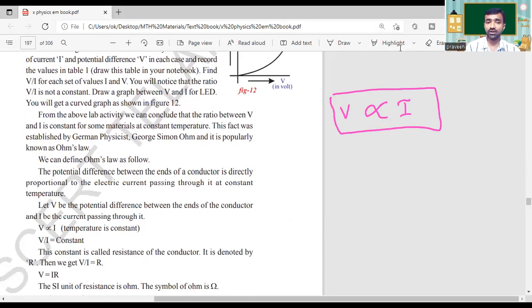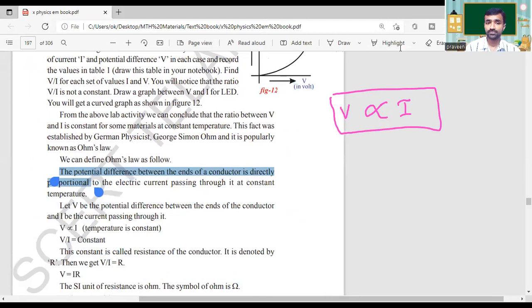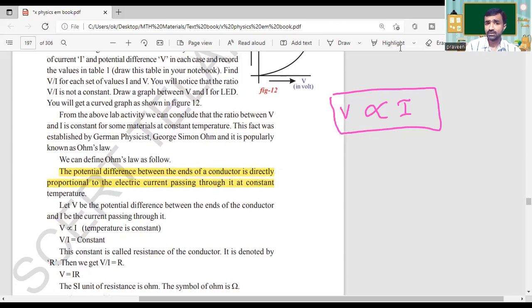Here the definitions of ohmic and non-ohmic conductors are given. Just focus here. At a constant temperature, the potential difference between the ends of a conductor is directly proportional to the electric current passing through it. This is Ohm's law.